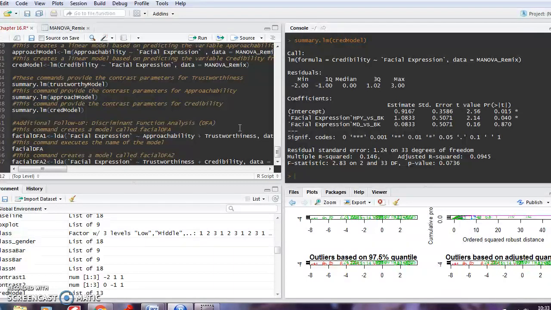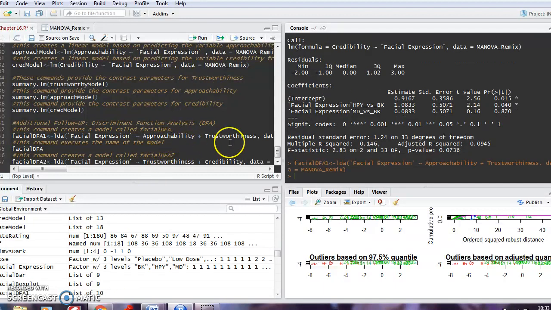Alright. So the first thing that we're going to do is create a model for it, like we do everything else. So we're going to create facial DFA1. This accounts for our approachability and trustworthiness, because we're always going to be looking at correlations. And then we can execute the model.